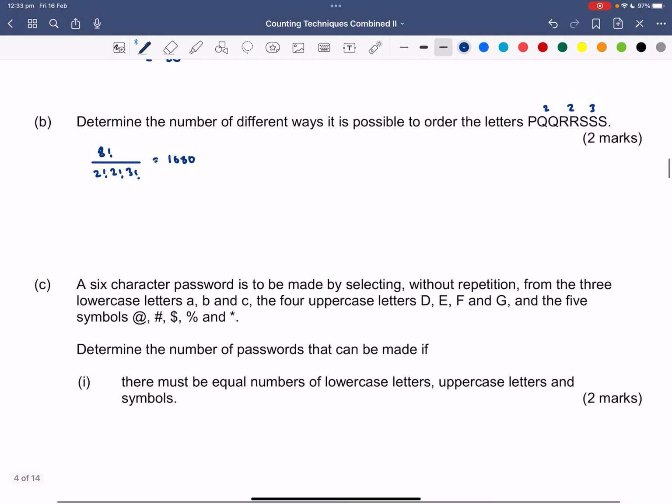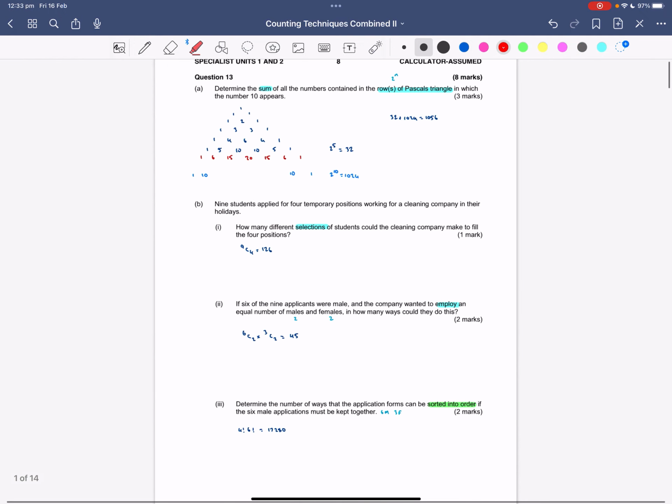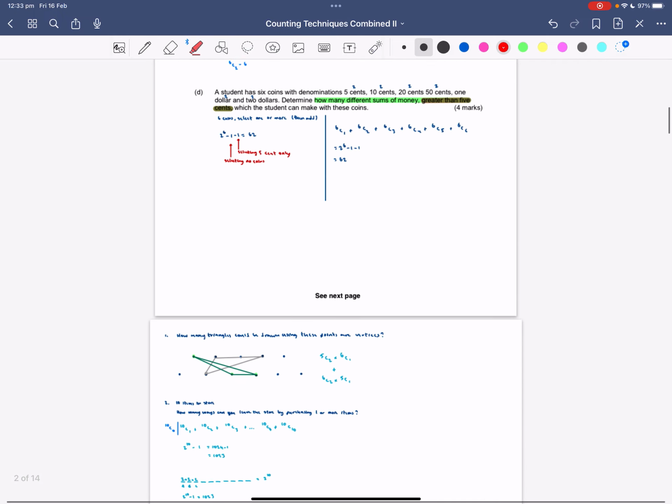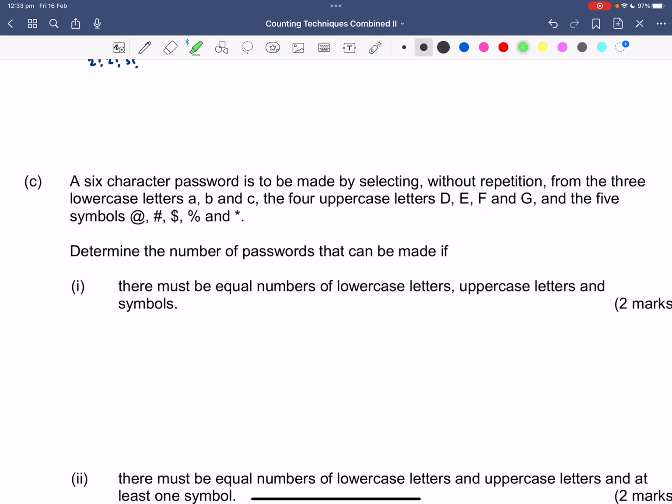Next question. A 6-character password. The important word is password. What did I say earlier that password does mean? What does definitely matter in a password? In a password, order definitely matters.